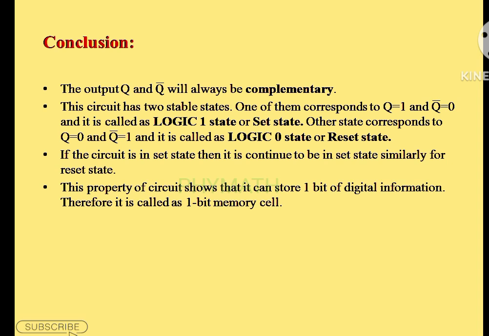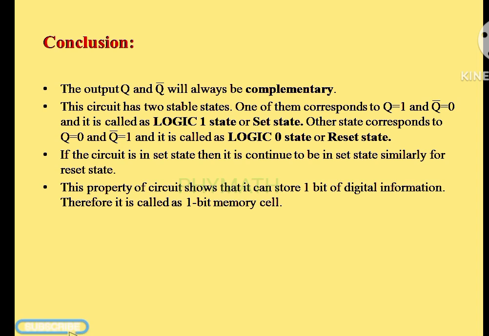Second conclusion, this circuit has two stable states. First, one of them corresponds to when Q equals 1 and Q bar equals 0, then this state is called the logic 1 state, or this state is also called the set state. Similarly, the other corresponds to Q equals 0 and Q bar equals 1, then this state is called the logic 0 state or reset state. This will be our second conclusion.